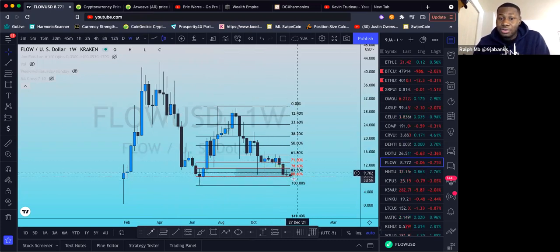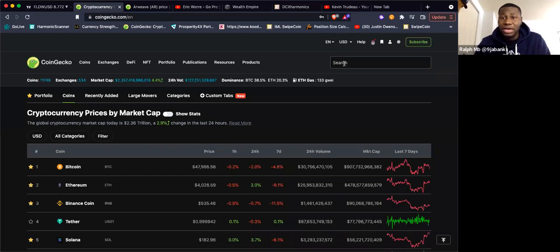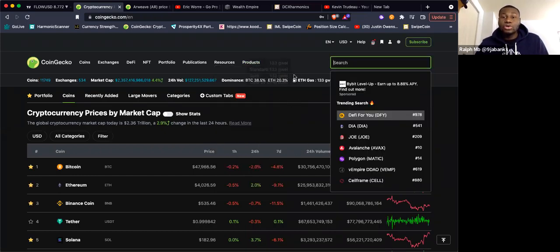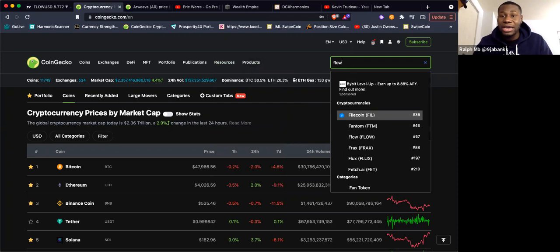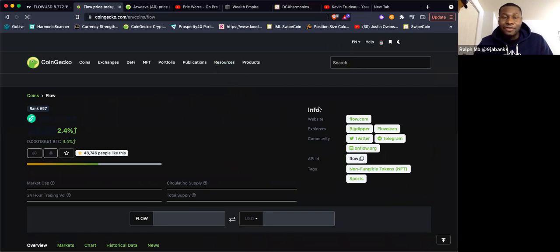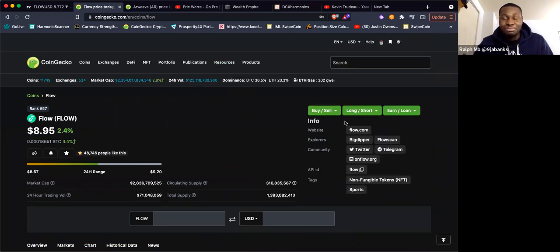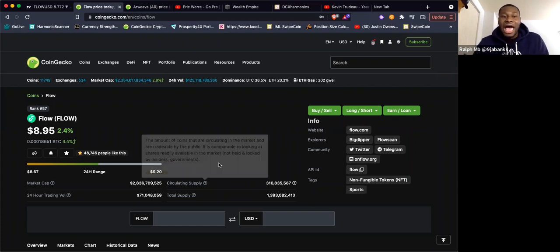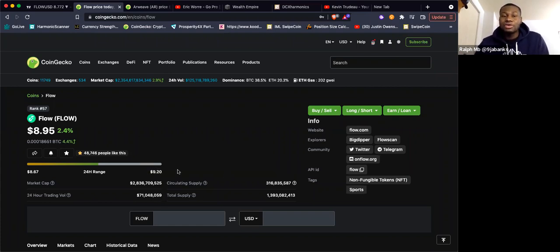So we're in the key zone. If you don't have some Flow, I believe there's different exchanges you can go purchase it on. Go right here on CoinGecko, type up Flow, and it's going to show you the different exchanges that you can go ahead and purchase Flow on. It's number 57 right now. It's backed by a lot of phenomenal investors and projects, right? And it's already doing some incredible things in the marketplace. So I would highly suggest don't miss out on your opportunity to get some more Flow.